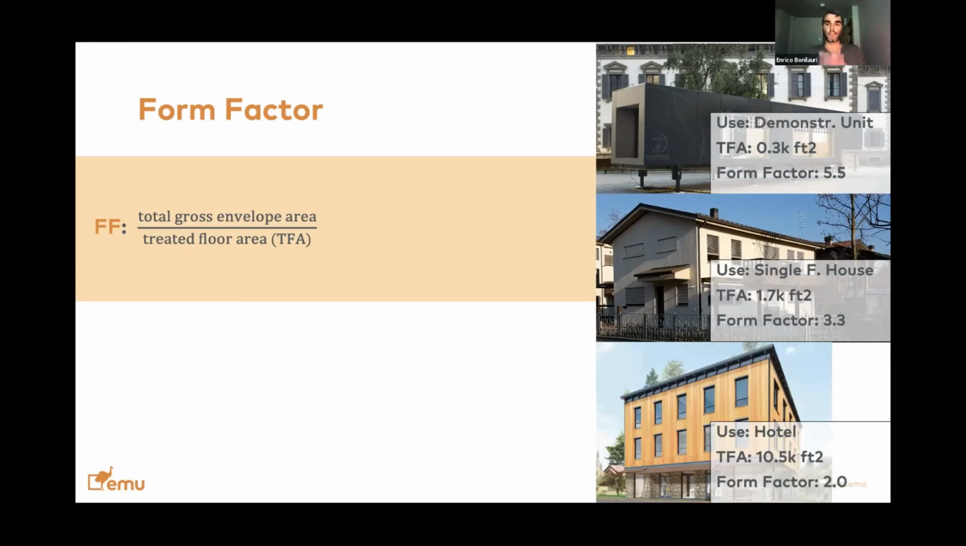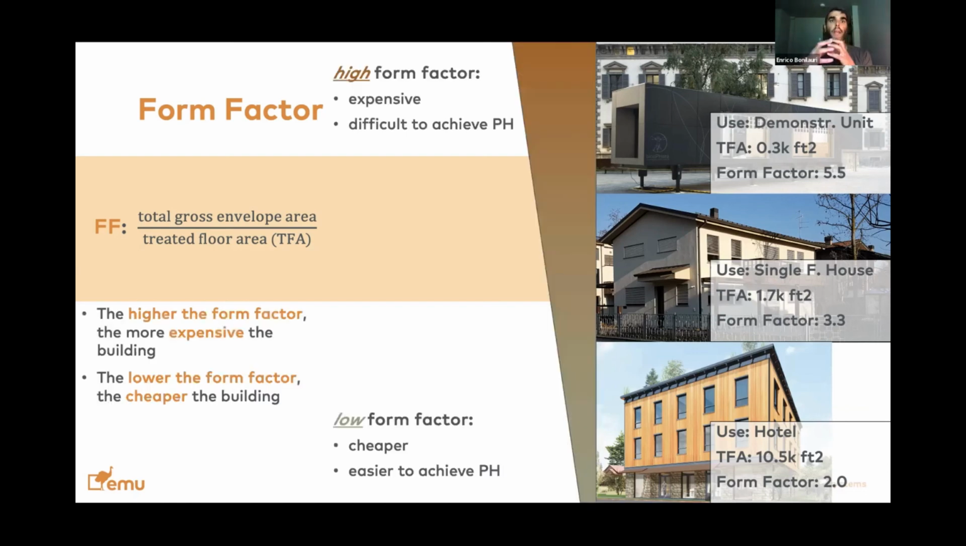At the bottom, we see a medium-sized hotel, about 10,000 square feet of treated floor area. And the form factor, just because the building is bigger, is 2.0. So long story short, the larger the building, the easier it becomes to be more energy efficient. And so if your form factor is high, as shown at the top, the building becomes more expensive and it becomes more difficult to achieve any energy efficiency. And if your form factor is low, it becomes cheaper and easier to achieve any energy efficiency, including passive house.